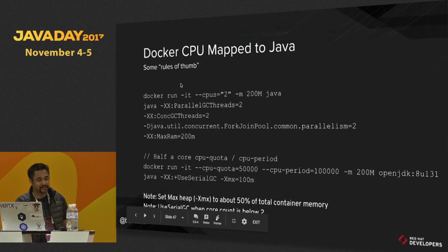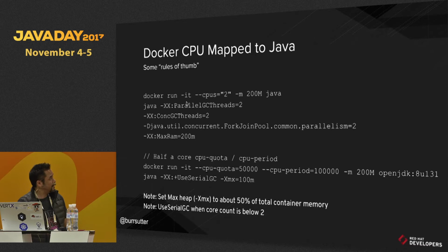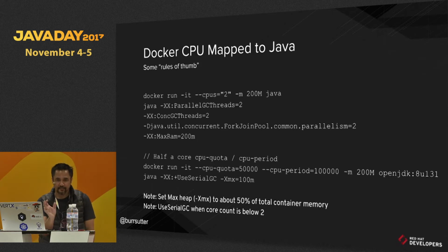Now, you can see that when we do the mapping here, for instance, here I say I want CPUs 2, I want 2 cores available to this container. There's some recommendations we have. For instance, you can do things like ConcGCThreads 2 and ParallelGCThreads. It doesn't make sense to start a ton of threads when you don't have the CPUs, right? A thread has to execute on a CPU, it has to execute on a core. Therefore, it makes more sense if you're going to constrain the CPU count, and you will in a clustered architecture, that's what you're going to do.